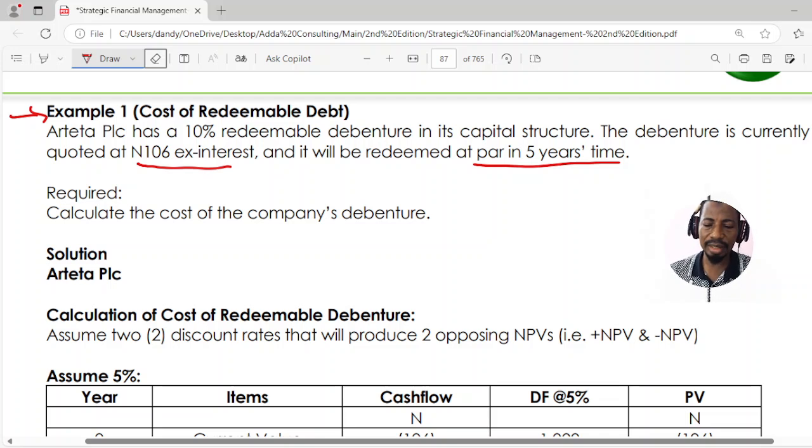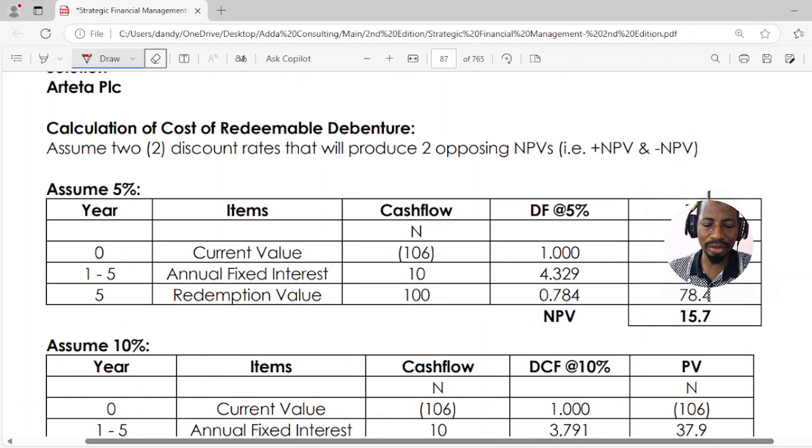So in this case, since the redemption date is given to us as 5 years, all I need to do is to calculate internal rate of return. How do I calculate the internal rate of return? I will assume two discount rates that will produce two opposing NPVs. First things first, I assume 5%. If I assume 5%, I need to calculate the current market value of the debenture.